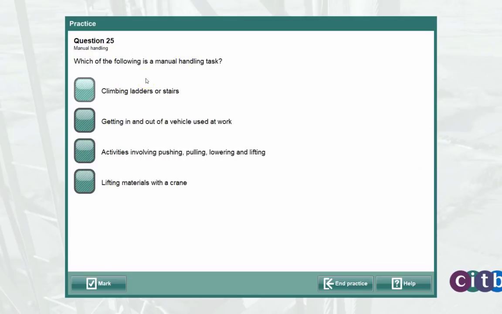Which of the following is a manual handling task? Climbing ladders or stairs? Getting in and out of a vehicle used at work? Activities involving pushing, pulling, lowering and lifting? Lifting materials with a crane?